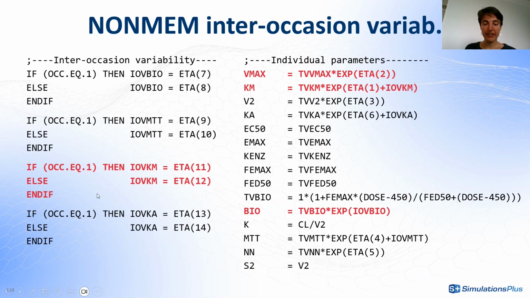And then comes the interesting part about the inter-occasion variability. Here I have an if-else statement to distinguish the 2 different occasions, 1 or 2, and I defined IOV Km as being either theta 11 or theta 12, depending if I'm in occasion 1 or occasion 2. And then I can use this term to define the distribution for Km that has an IIV term, eta 1, and the IOV term. So here I have an example with 1 parameter with just IIV, 1 with IIV and IOV, and 1 with only IOV.